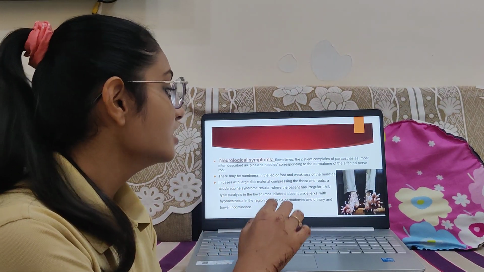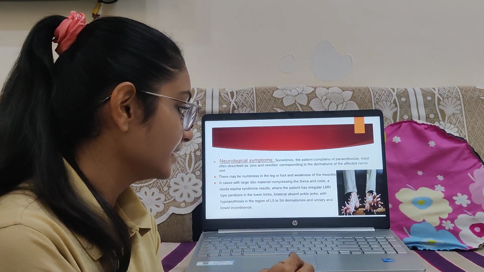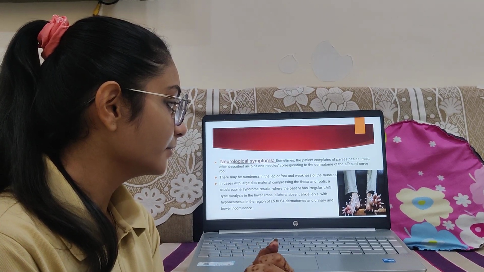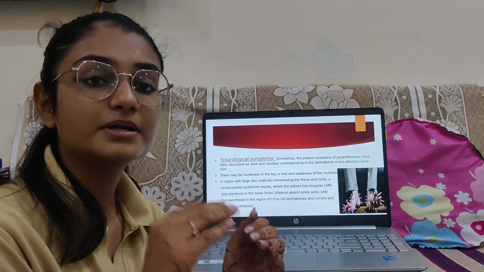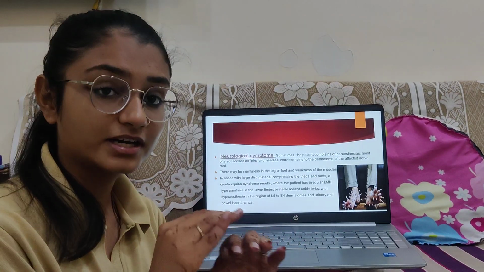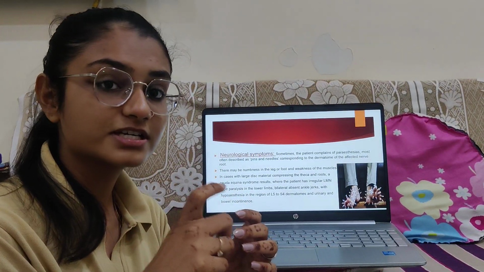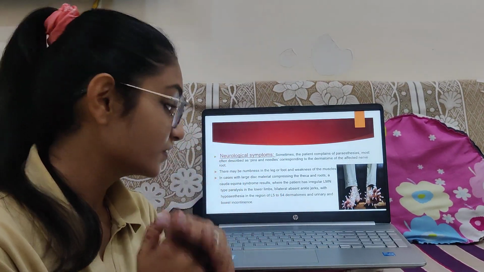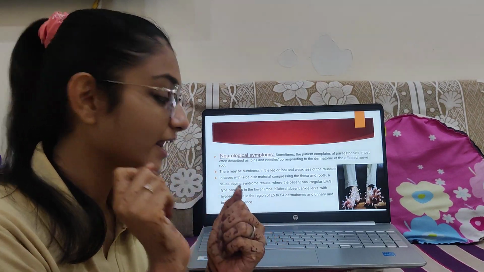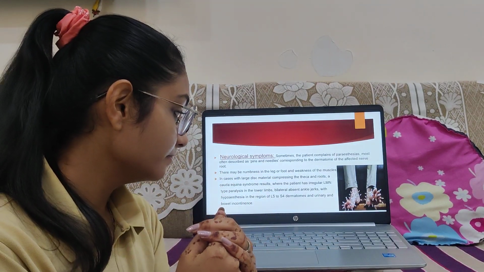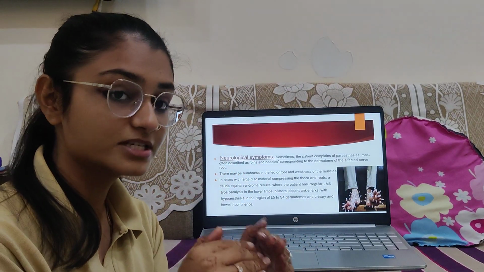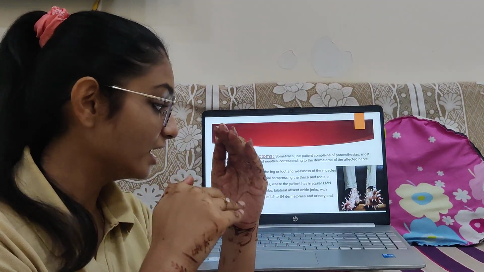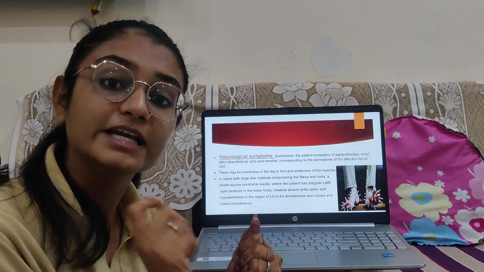Now, neurological symptoms. Sometimes the patient complains of paresthesia, most often described as pins and needles, corresponding to the dermatome of the affected nerve roots. There may be numbness in the leg and the foot and weakness of the muscles. In cases with large disc material compressing the theca and the roots, cauda equina symptoms result, where the patient has irregular LMN type paralysis in the lower limb, bilateral absent ankle jerks with hypoesthesia in the region of L5 to L4 dermatomes, and urinary and bowel incontinence.